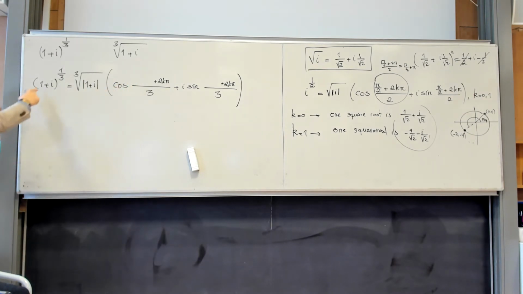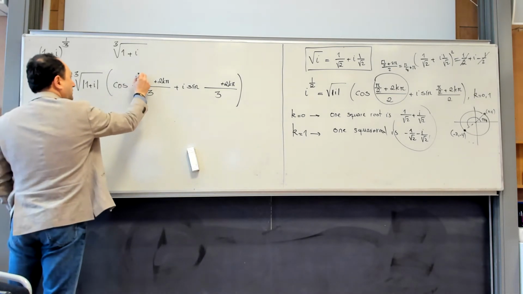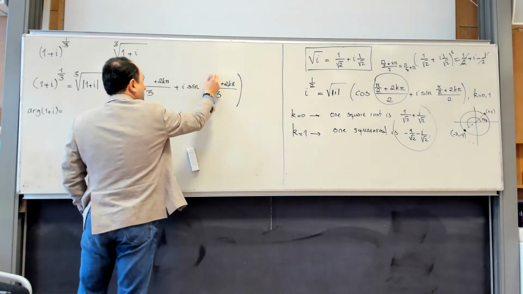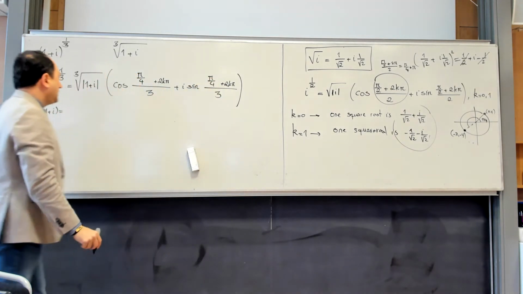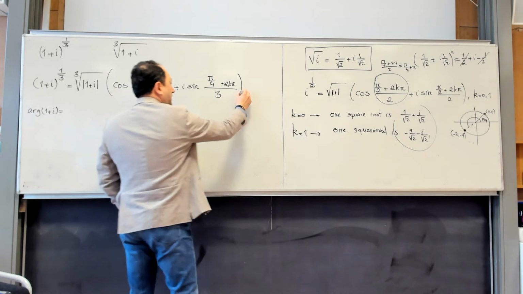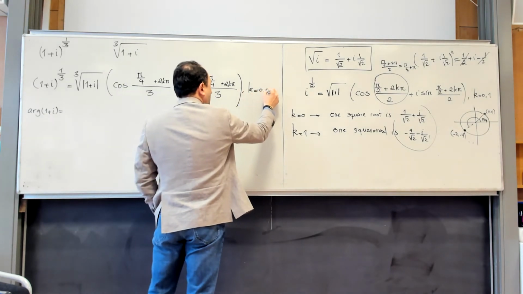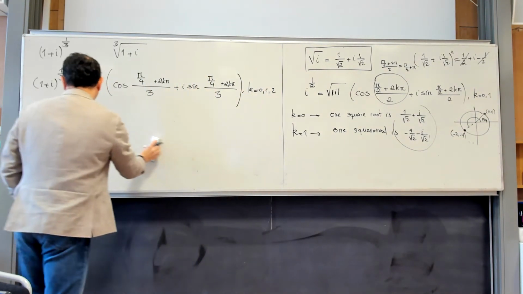What is the argument of this number? Can you imagine it? It is easy. It's 45 degrees, yes? But let us write it in radians. So it becomes pi over 4. Pi over 4. And that's it. And then what is the value of k? The k is 0, 1, up to 1 unit less, so it is up to 2.